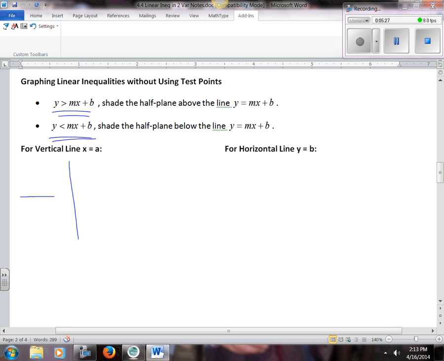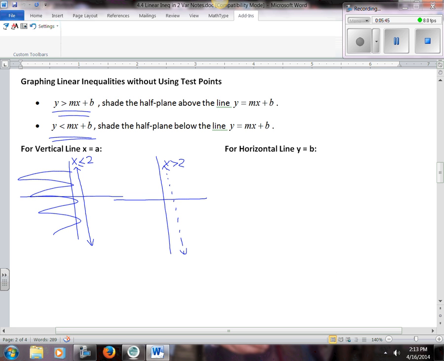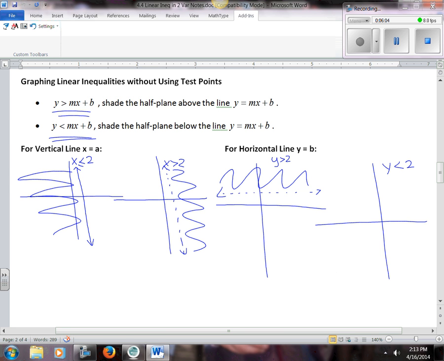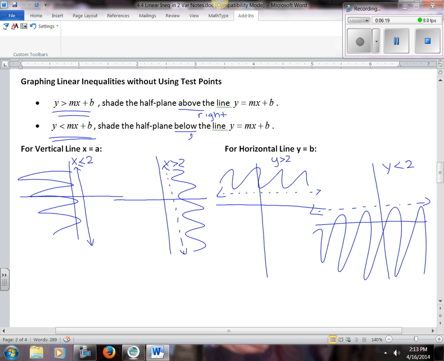If it's a vertical line, it looks a little bit different. So let's say x is less than 2, x is greater than 2. Here's 2. Less than or equal to. If it's less than, it's to the left. If it's greater than, it's to the right. So left, right, up, down. Now let's say y is greater than 2. If it's greater than, it's above. If it's less than, it's going to be below. So this says above or right, below or left.